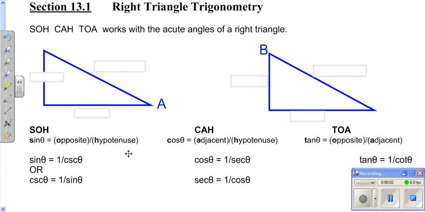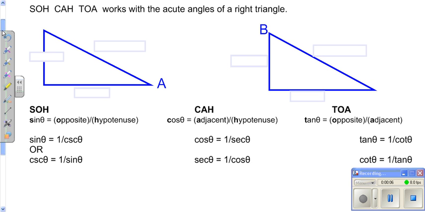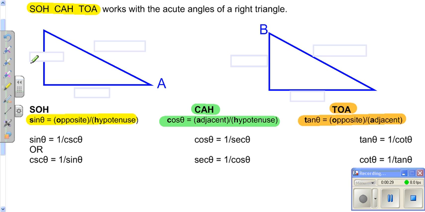We're going to take a look at right triangle trig. You've had right triangle trig before. We often refer to it as SOHCAHTOA, where sine is opposite over hypotenuse, and that's what we have written right here. Cosine, the CAH part, is adjacent over hypotenuse. And the TOA part is tangent.